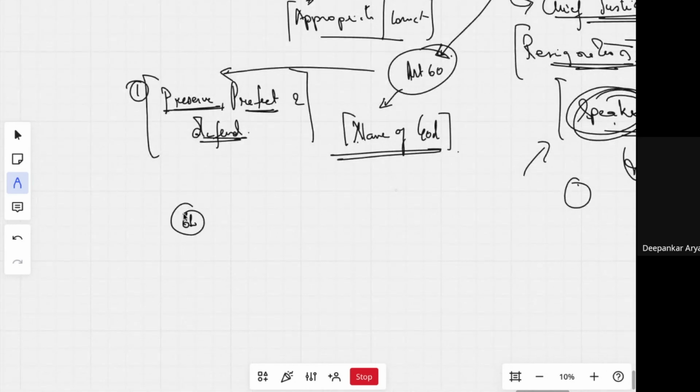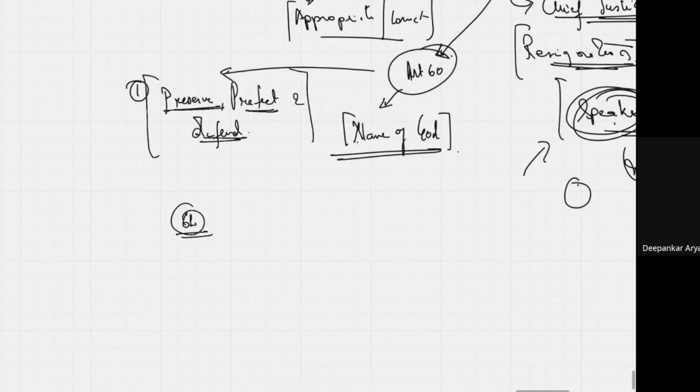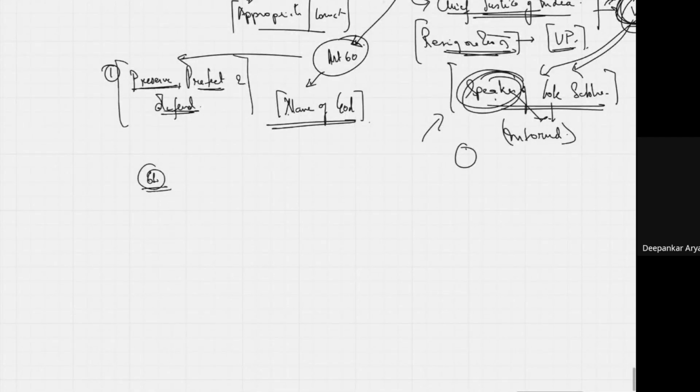Article 61 talks about the impeachment process. Who else is impeached as per the Constitution? As per the Constitution of India, who else gets impeached? CJI, sir, till now no one, president. No, sir, only CJI and the president. Okay.